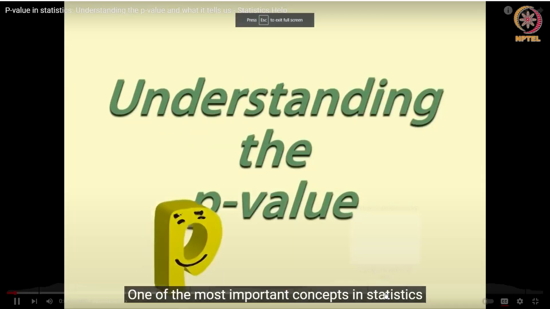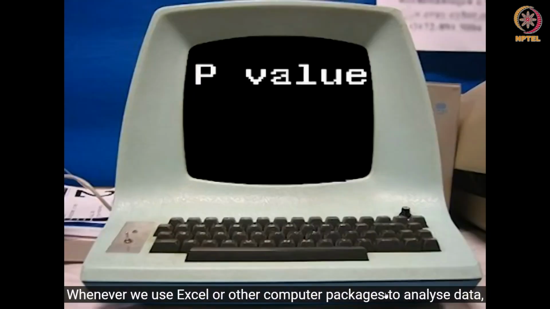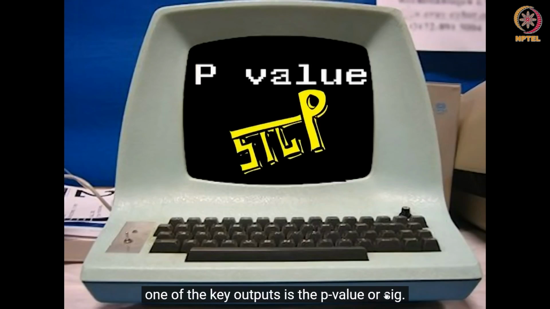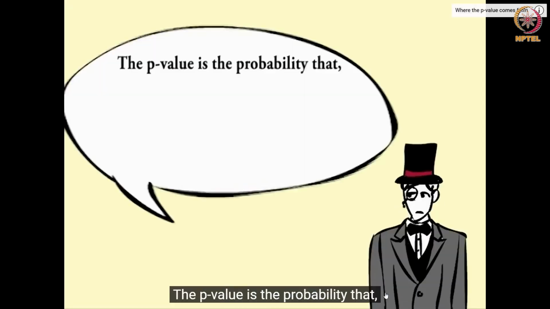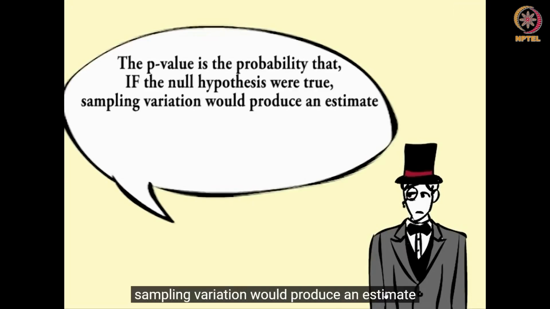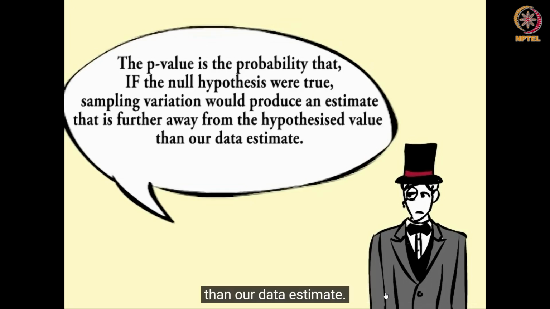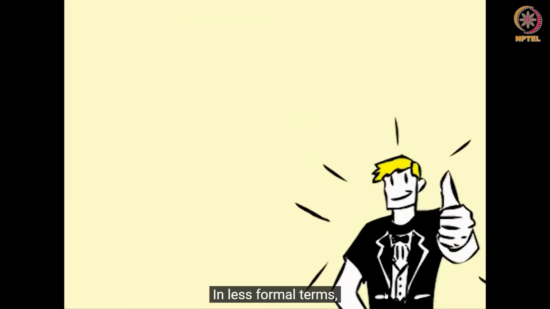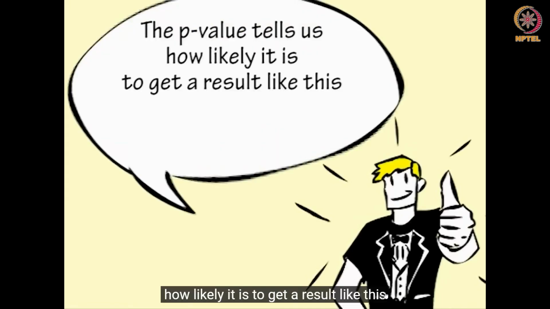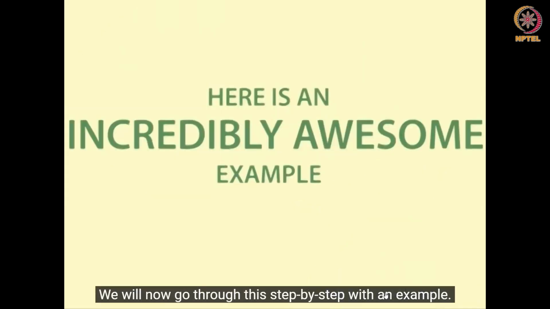One of the most important concepts in statistics is the meaning of the p-value. Whenever you use Excel or other computer packages to analyze data, one of the key outputs is the p-value, or sig. In formal terms, the p-value is the probability that, if the null hypothesis were true, sampling variation would produce an estimate that is further away from the hypothesized value than our data estimate. In less formal terms, the p-value tells us how likely it is to get a result like this if the null hypothesis is true. We will now go through this step by step with an example.